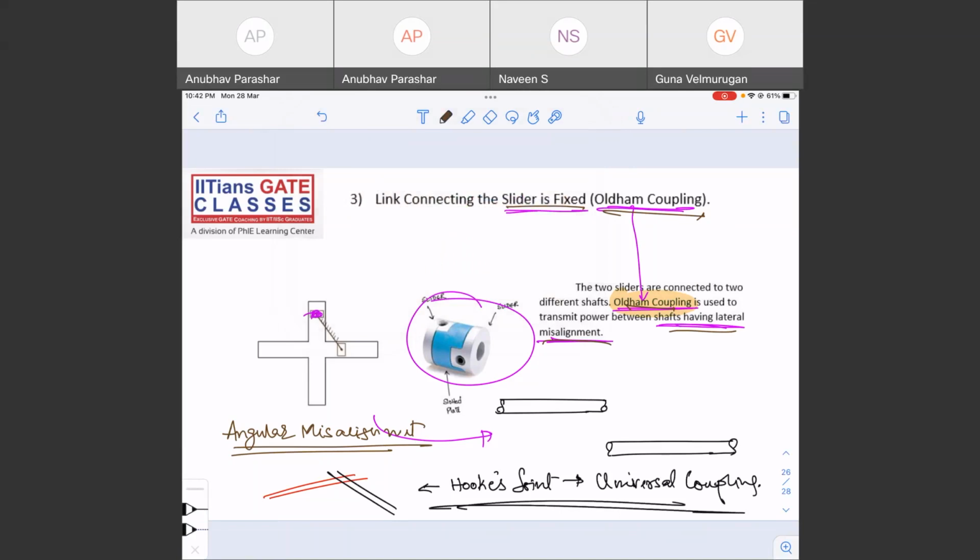It is for angular misalignment, and for lateral misalignment, as you can see, this shaft one and this shaft two, we use Oldham coupling. What is Oldham coupling? If the slider of the double slider crank mechanism is fixed, you get an Oldham coupling.